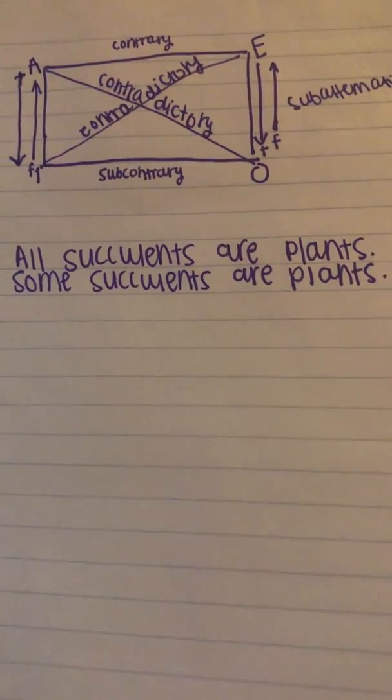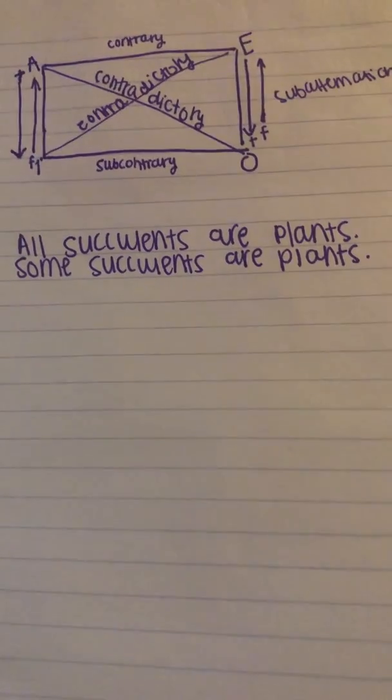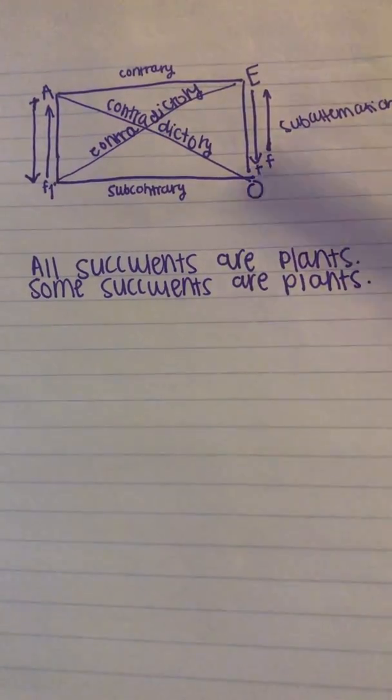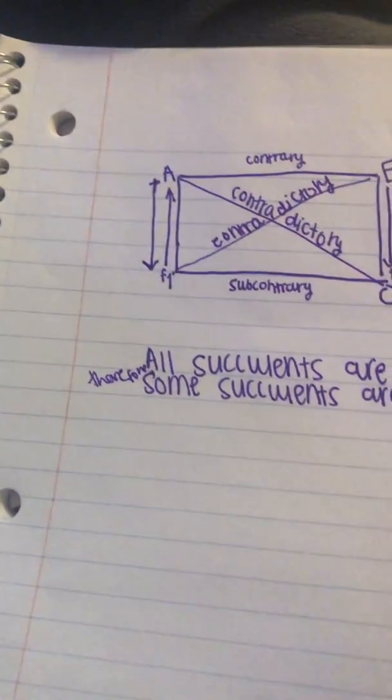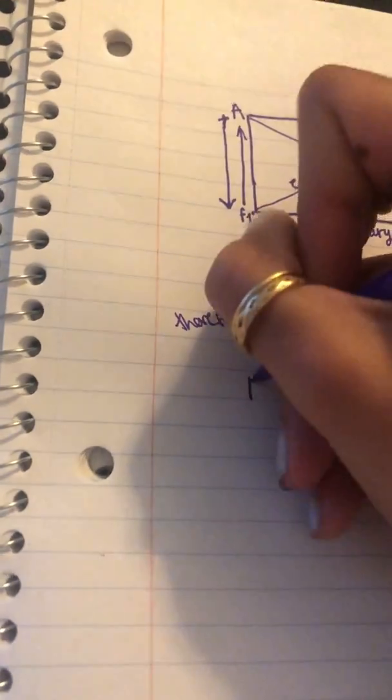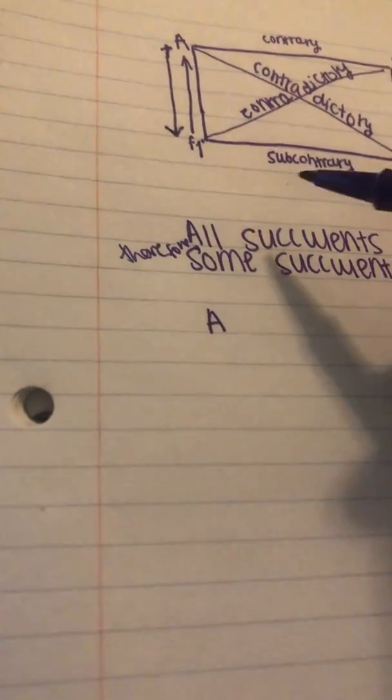my demonstration is all succulents are plants, therefore some succulents are plants. So this is an A statement. All S are P going to some S are P, which is an I statement.